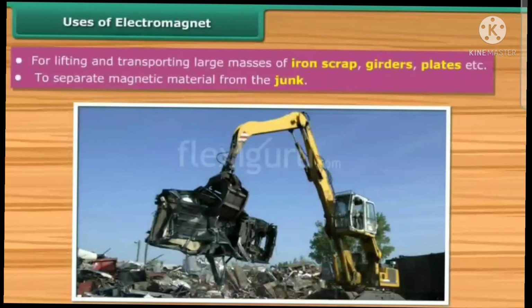Electromagnets are also used to separate magnetic material from junk. Doctors use tiny electromagnets to take out small pieces of magnetic material that have accidentally fallen in the eye. And many toys also have electromagnets inside them.